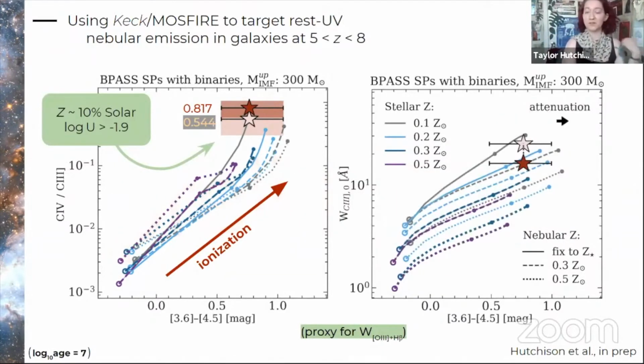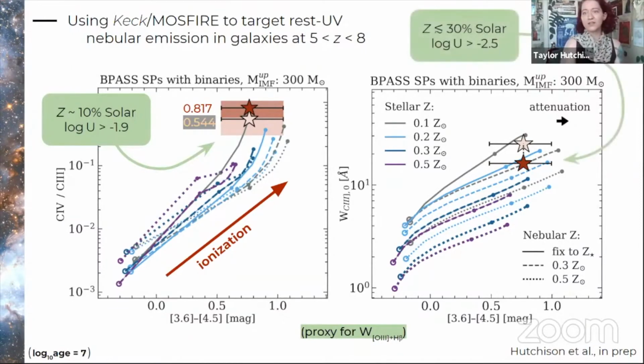But just to also compare to some previous measurements for some clarity for y'all, what I'm showing you here on the right-hand side now is the carbon-3 equivalent width on the y-axis and still IRAC color. And you can see that with those measurements, it's pretty good agreement with what we have with our carbon-4 measurement, less than 30% solar and an ionization log U greater than negative 2.5. So we're still seeing this story of this really high ionization, low metallicity system.